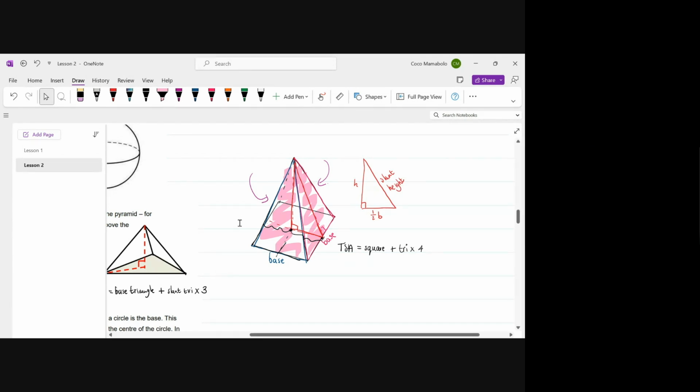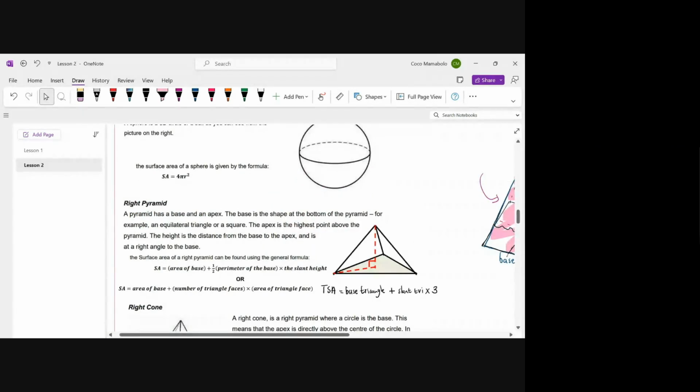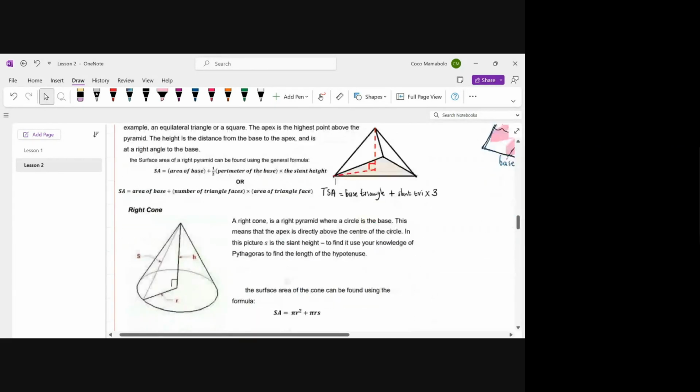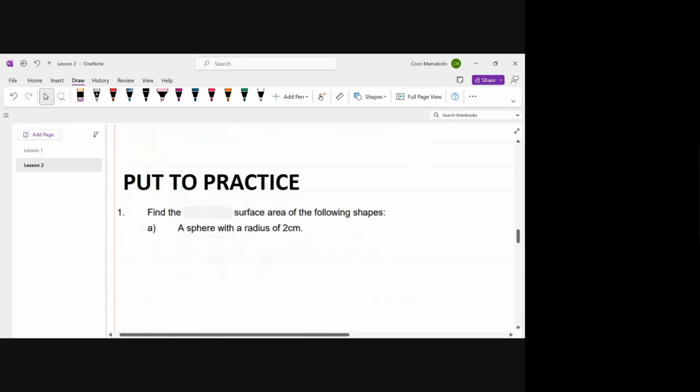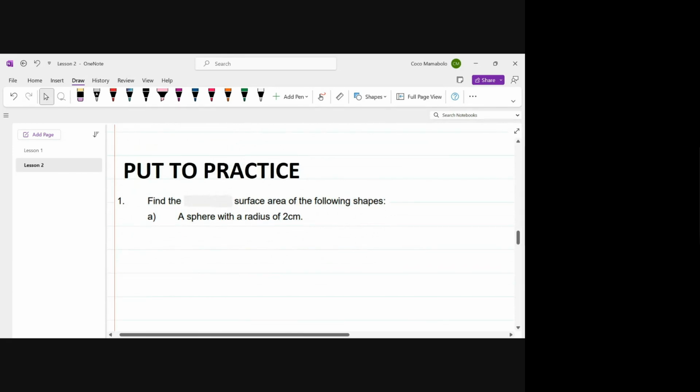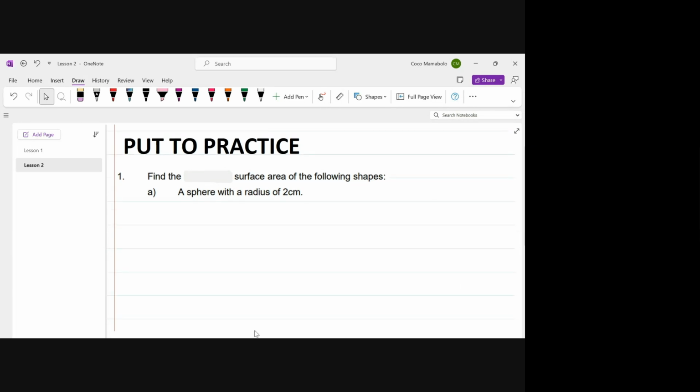Lovely. Okay, let's do some questions, guys. All right. This one says, find the surface area of the following shapes. Shape number 1A, a sphere with a radius of 2 centimeters. Guys, thumbs down, thumbs up. Can you do this on your own?